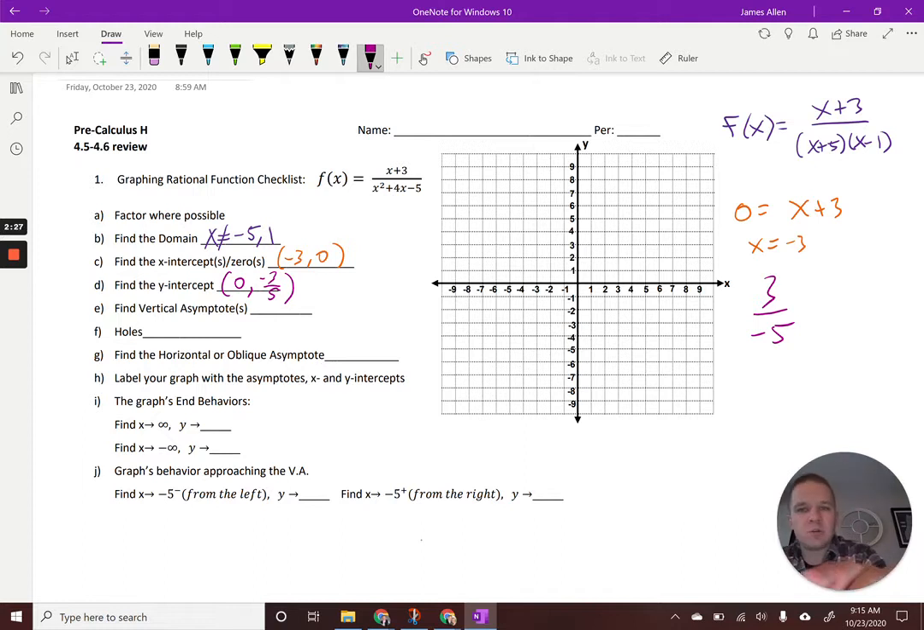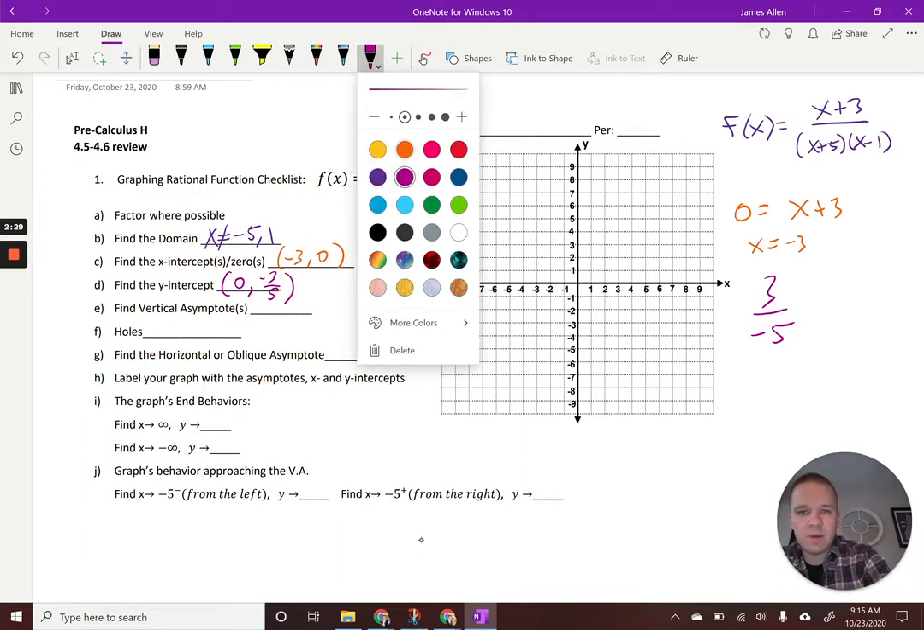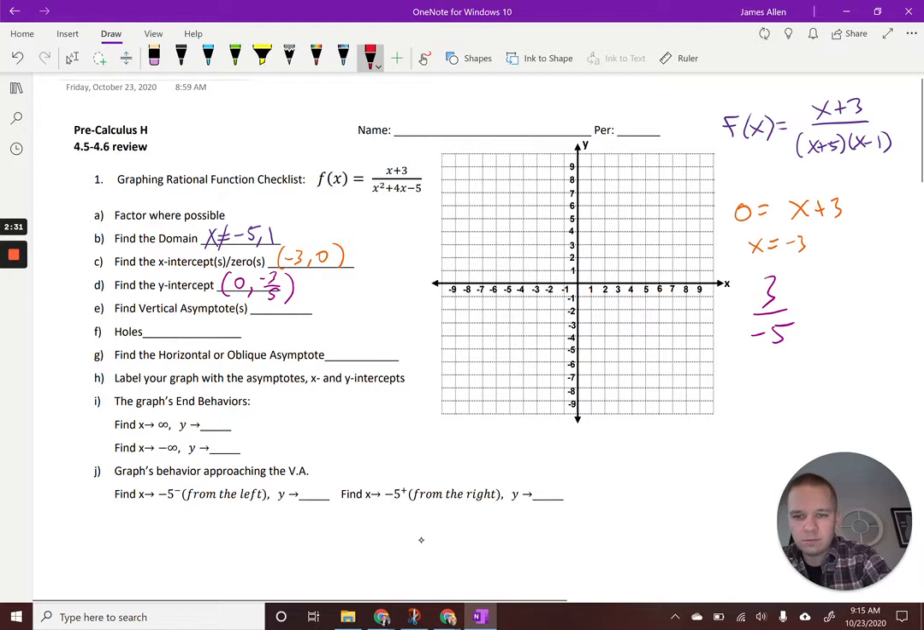My vertical asymptotes, we already mentioned those. They would be x equals, it's what's left in the denominator, -5, and x equals -1. Sorry, +1.